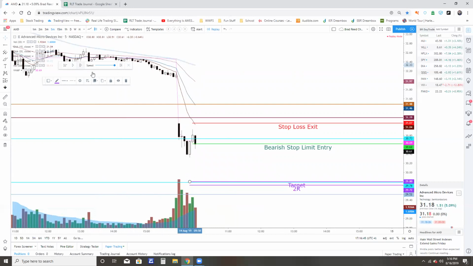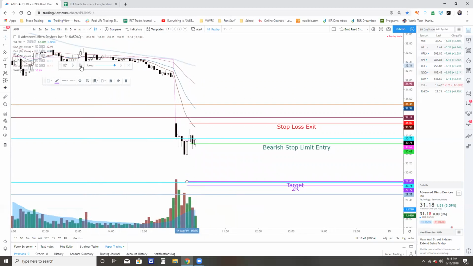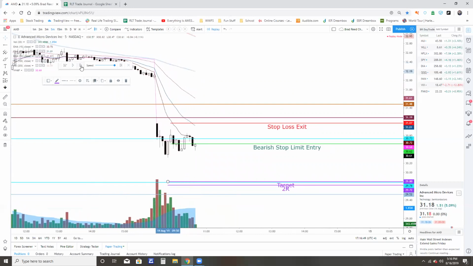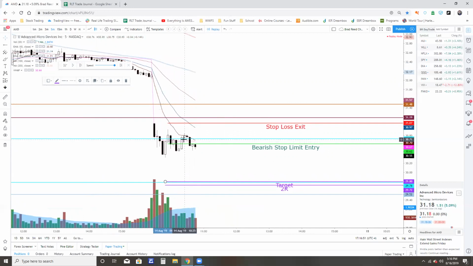All right, so there I'm in. I have that 5-minute 10 moving average in my favor, and I have traded this one before. So now I have my clear rollover with the lower high. I'm either lowering it to 30.94 or 30.85.